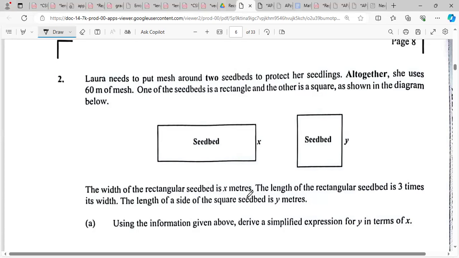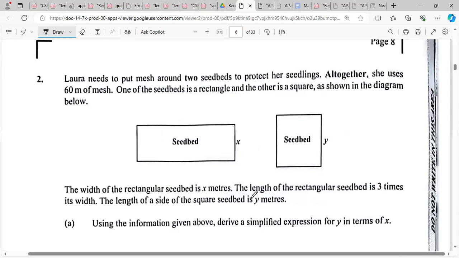The length of the rectangular seedbed is 3 times x. Alright, cool. And it says the length of the side of the square is y. That is given already. And it says use the information above to derive the simplified expression for y in terms of x.